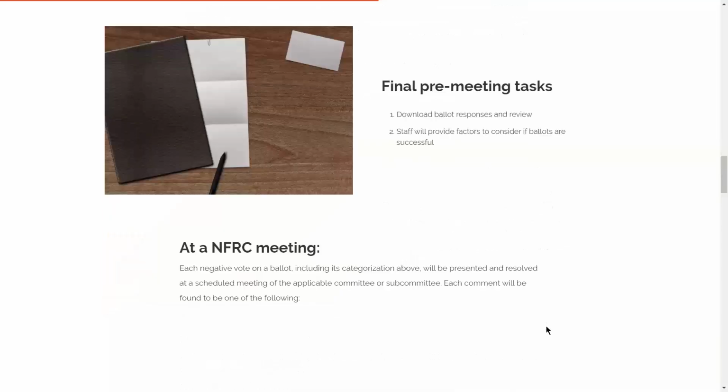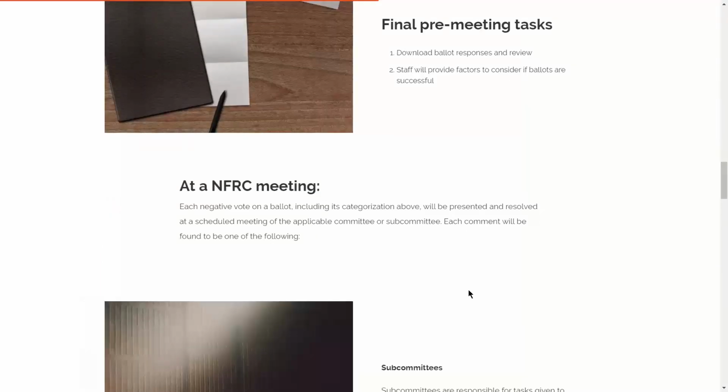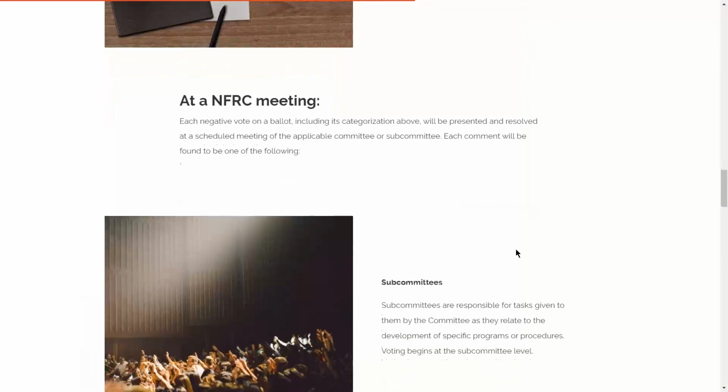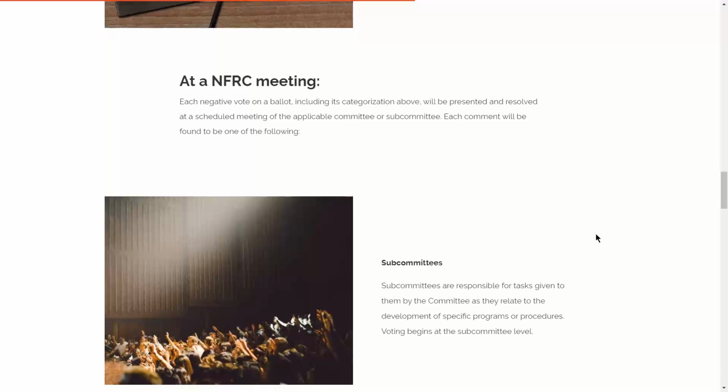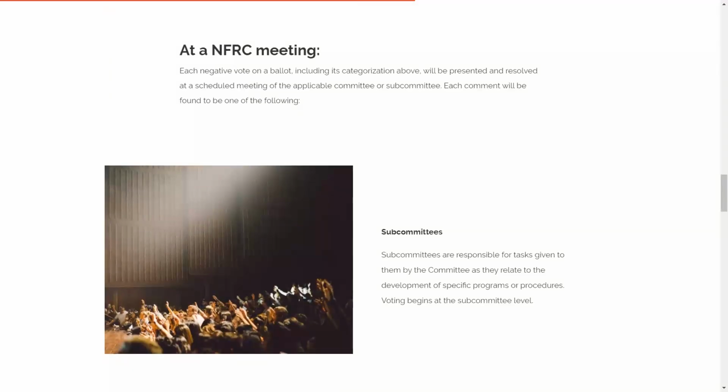Now, we did a lot of preparation to develop a ballot. The membership had a chance to review and comment on the ballots. Now we need to see what happens to the ballots and the responses at the meeting. This happens at the appropriate governing subcommittee, where each ballot will be on the agenda and each ballot negative will be discussed and presented, and they require a resolution.